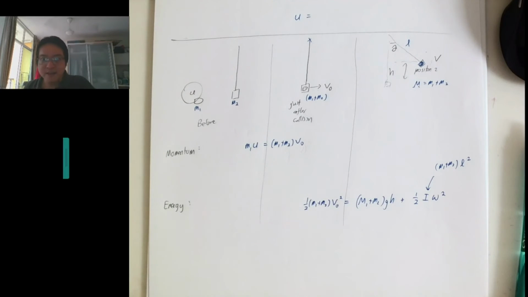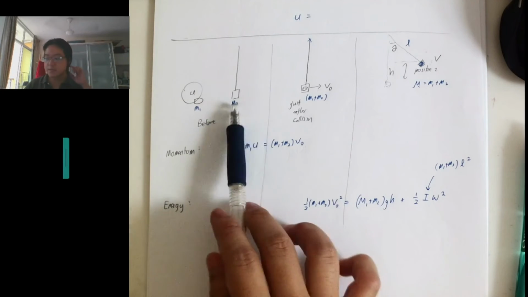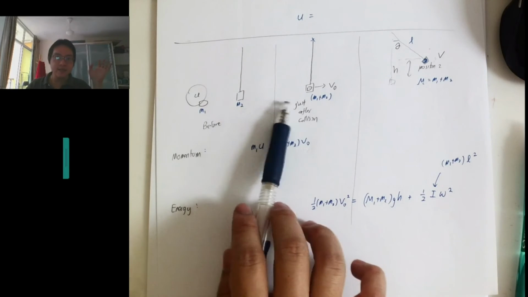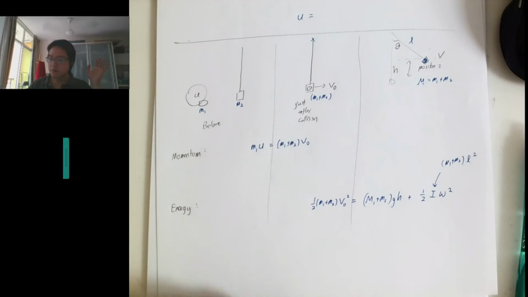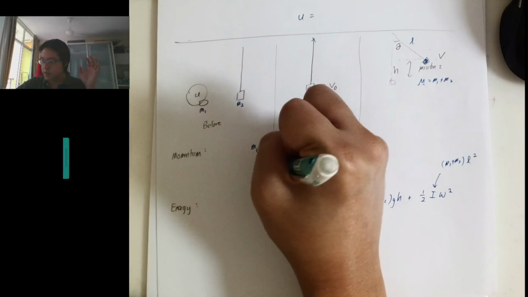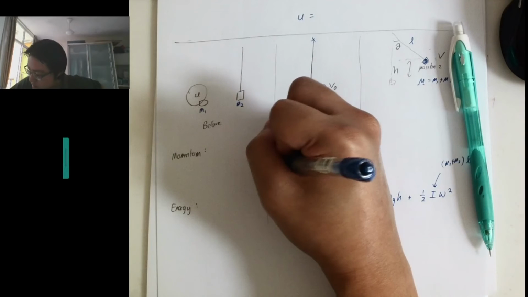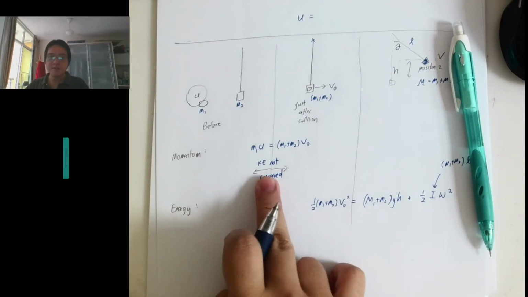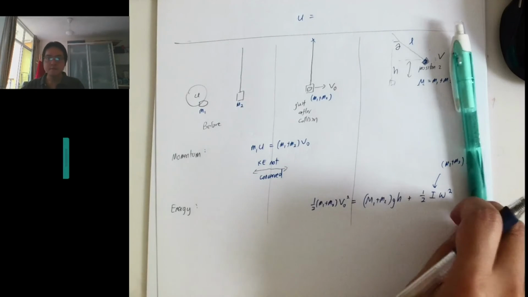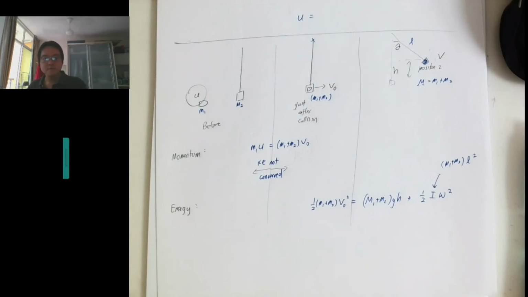Okay, good. Why not half mu squared, half mv squared plus half mgh? Because this is an inelastic collision. It didn't say it's an elastic collision, so kinetic energy is not conserved. From this step to this step, KE is not conserved. Yes, there's energy loss after the bullet hits.